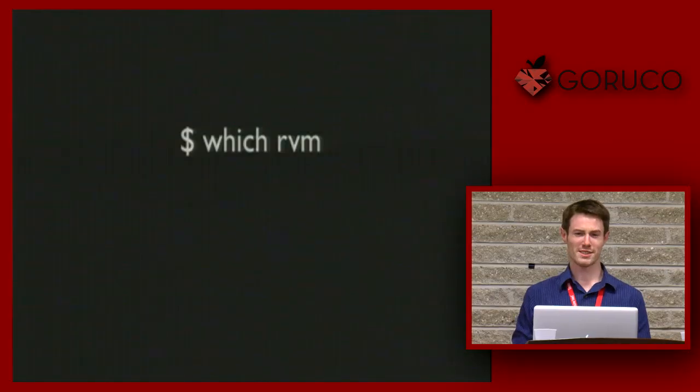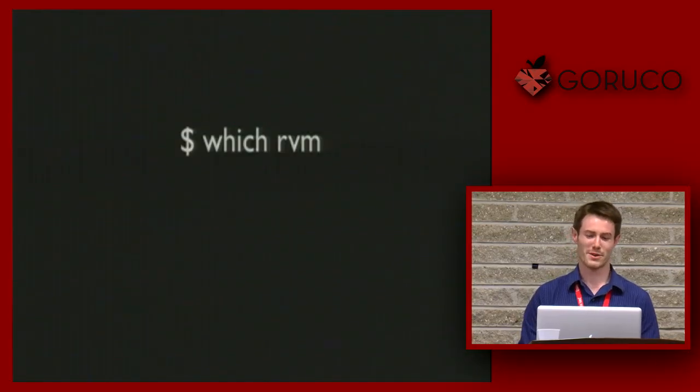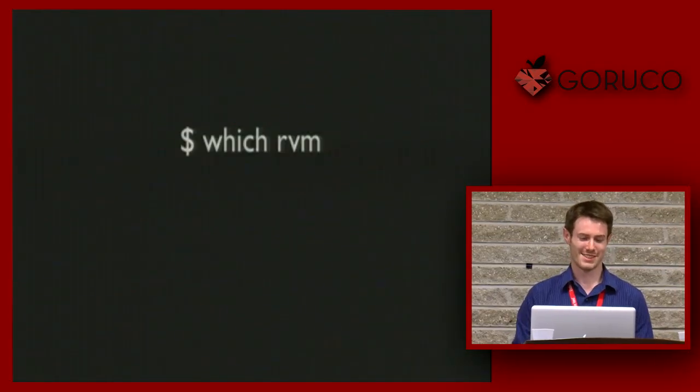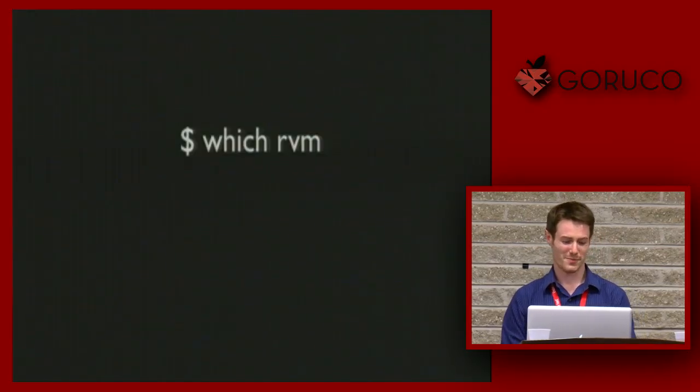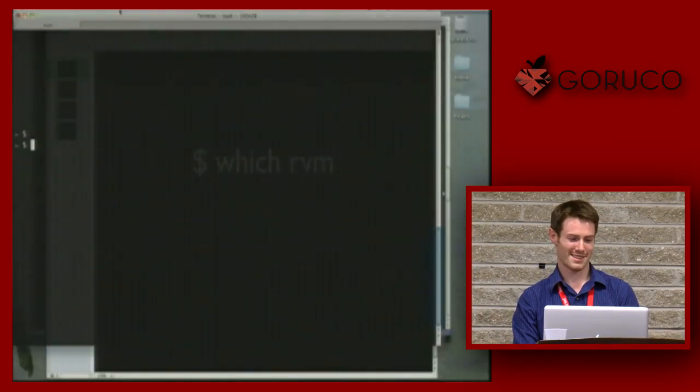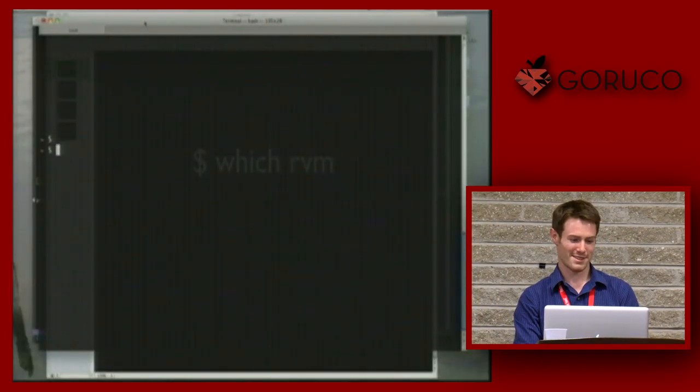So the first thing I did was install it using gems, and then read the docs, and it said don't do that. So I backed up, uninstalled, and did the regular install. And the first thing I thought was, okay, RVM is pretty cool. How does it work? Where does it live? Which RVM? I don't know if you've done this, but I'll show you what it does. So, which RVM?